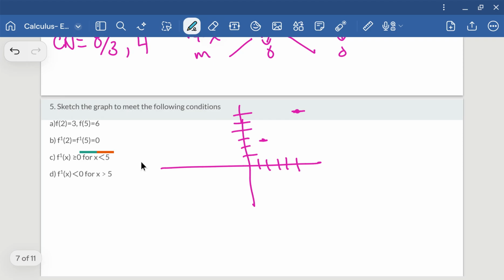Then if it's telling you f prime of x is greater than 0, meaning a positive slope, when x values are less than 5, that means we're going in the positive direction until we hit 5. Then anything greater than 5, you're going to have a negative slope. Once we get to that value, then it's going to go into the downward position. So that's our very quick graph.